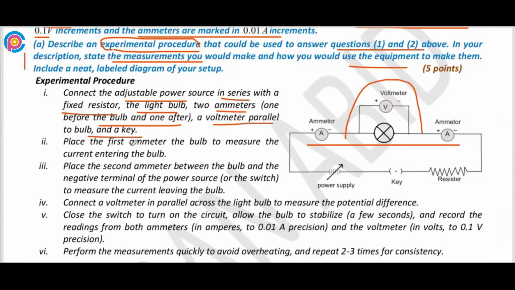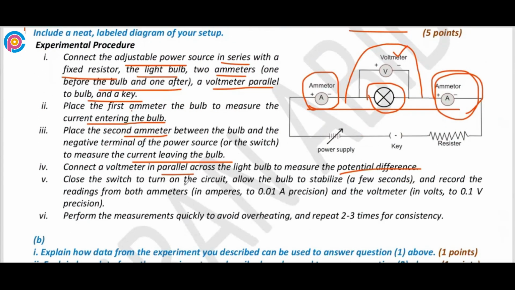Place the first ammeter to measure the current entering the bulb. From this we come to know how many charges are entering the bulb. The second ammeter, at the bulb's negative terminal, shows the current leaving the bulb. This ammeter tells us how many charges leave the bulb. Connect the voltmeter in parallel to measure the potential difference. From this voltmeter we come to know how much energy the bulb is consuming. Close the switch to turn on the circuit.